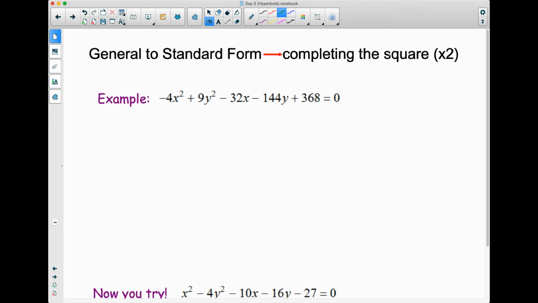All right, so we're going to complete the square twice. Be careful with the negative when you factor out the negative with your leading coefficient. That changes things.